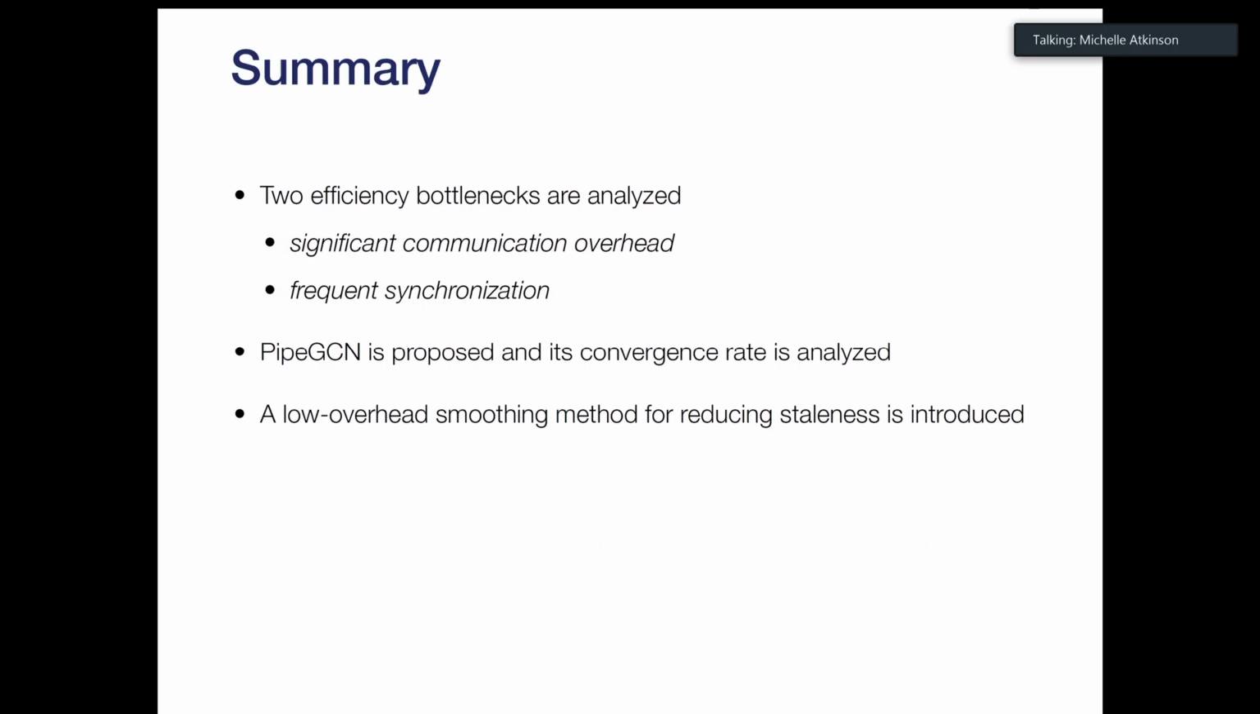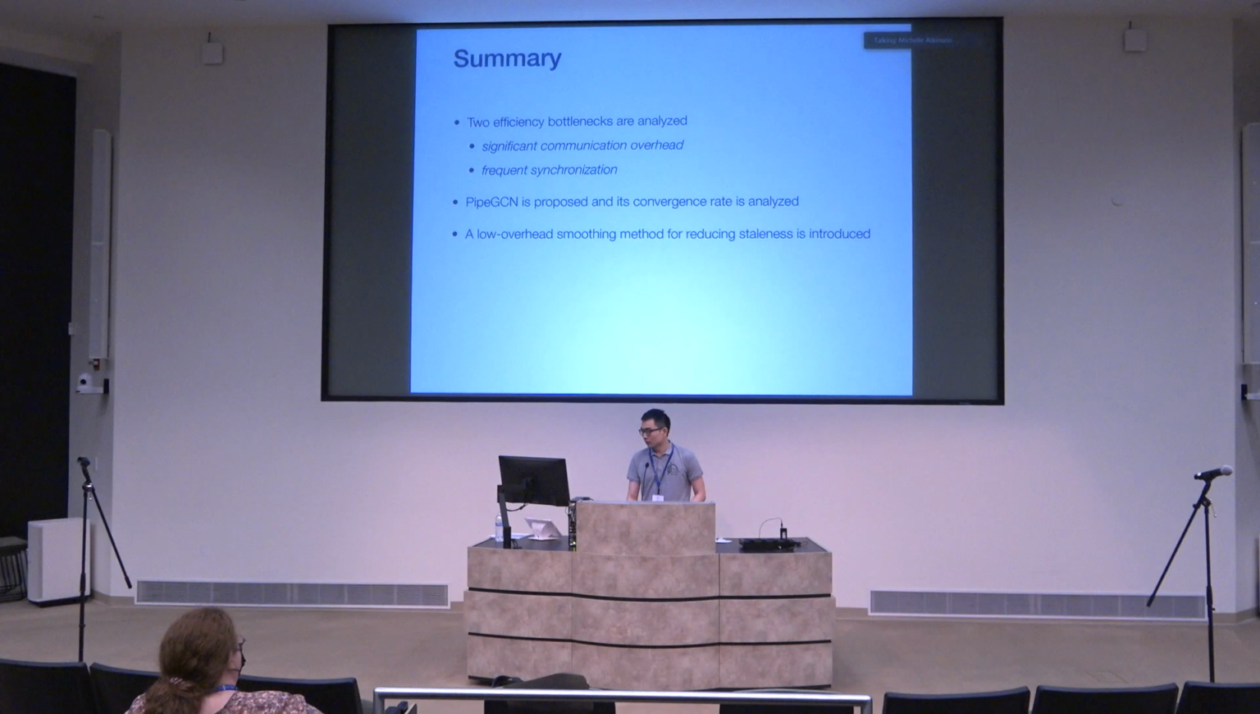we first figured out two efficiency bottlenecks of distributed graph neural network training. They are significant communication overhead and frequent synchronization. And to overcome these two challenges, we propose PipeGCN and analyze its convergence rate. And we further propose a low overhead smoothing method for reducing the error incurred by the staleness.